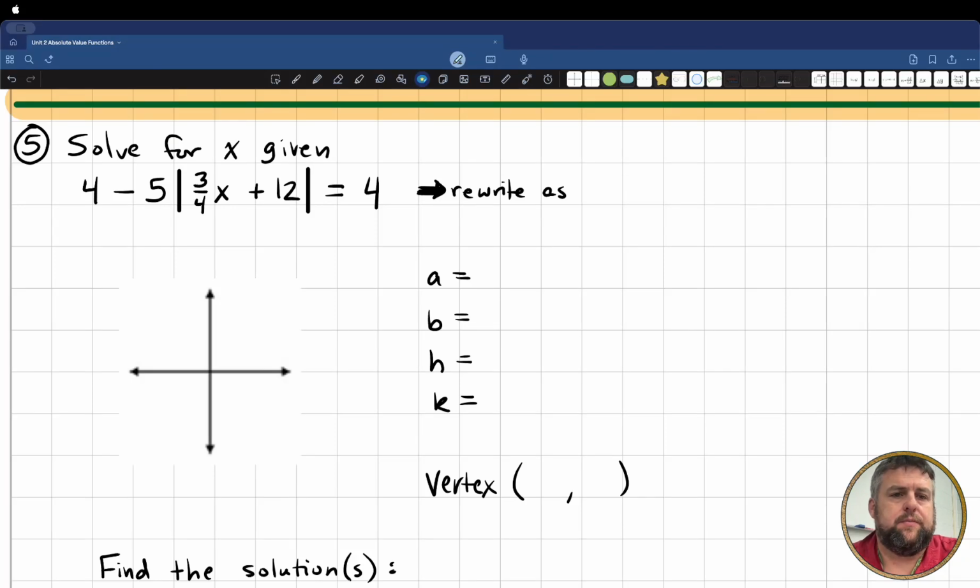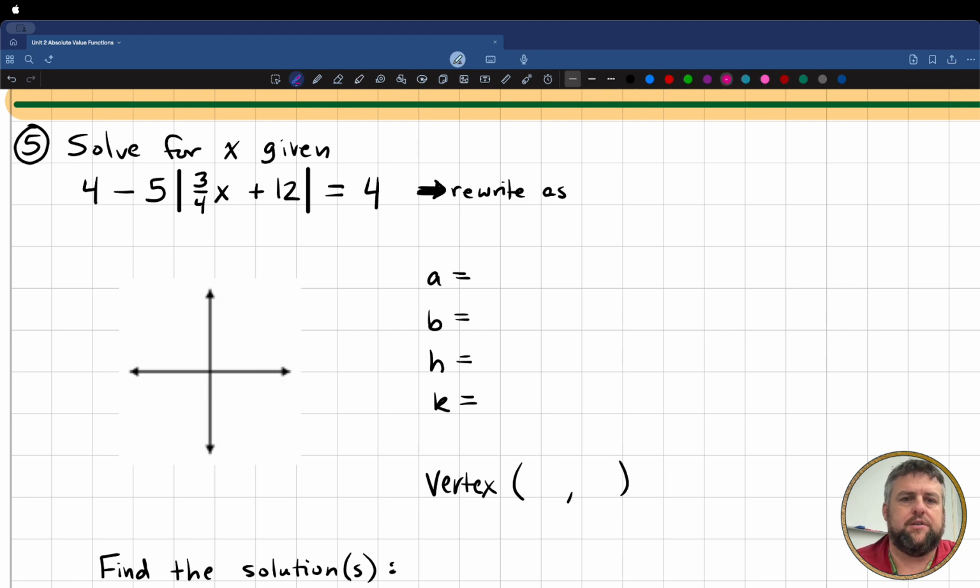All right, in this video, we're going to be solving for x given 4 minus 5 times the absolute value of 3/4 x plus 12 equals 4. Now, one of the things I'm going to do is rewrite this equation so it's a little bit easier to read.